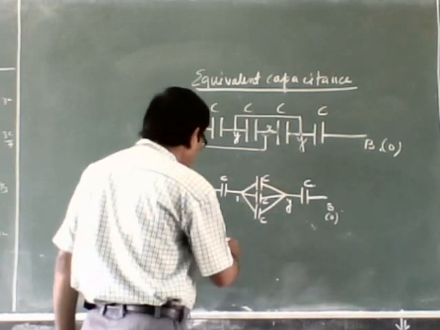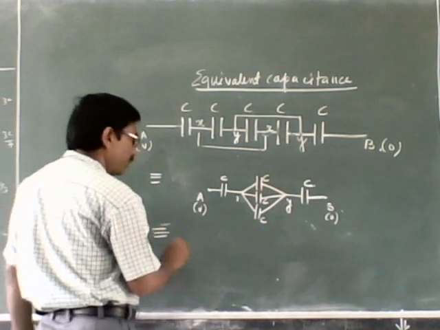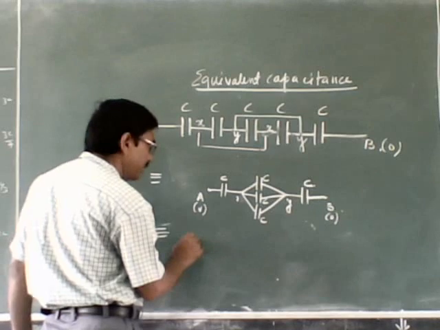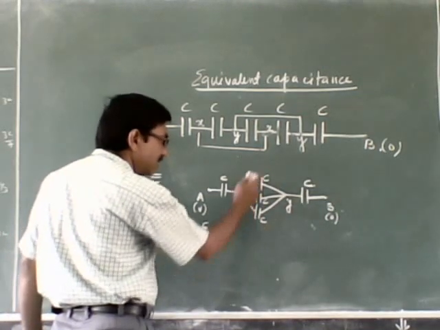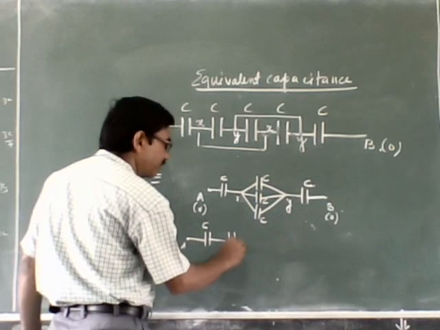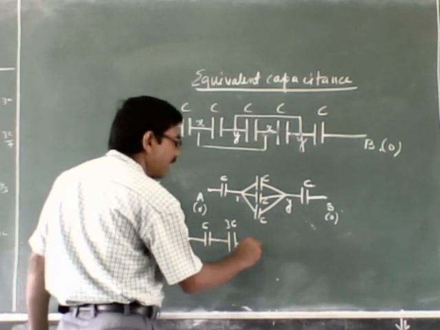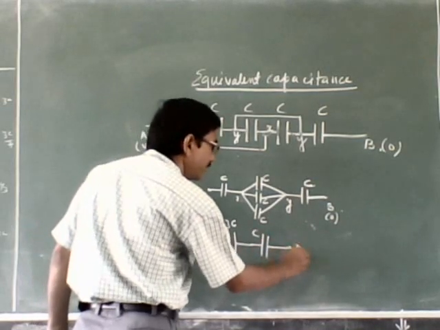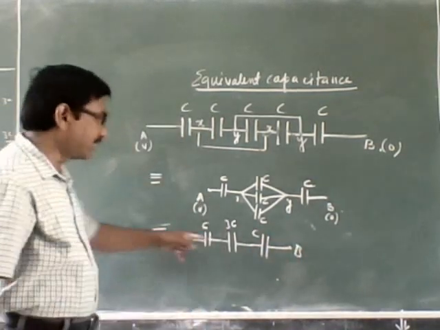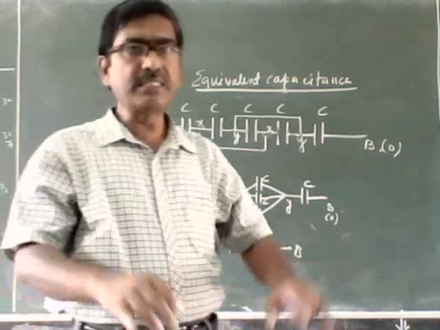Then what will be the equivalent circuit diagram again? This is point A, this is a capacitor of capacitance C, and for this you can write 3C. So this is 3C, and this one is C again, then point B. Now how are they connected? They are connected in series.